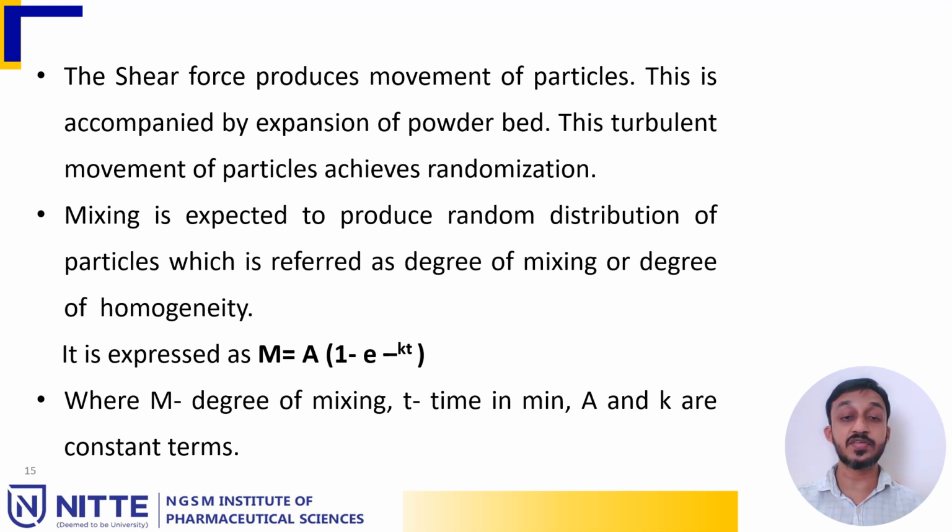Mixing is expected to produce a random distribution of particles, which is referred to as degree of mixing or degree of homogeneity. It is expressed by the equation M = A(1 - e^(-kt)). M is the degree of mixing and is connected to parameters such as time, area, and k, which are constant terms.